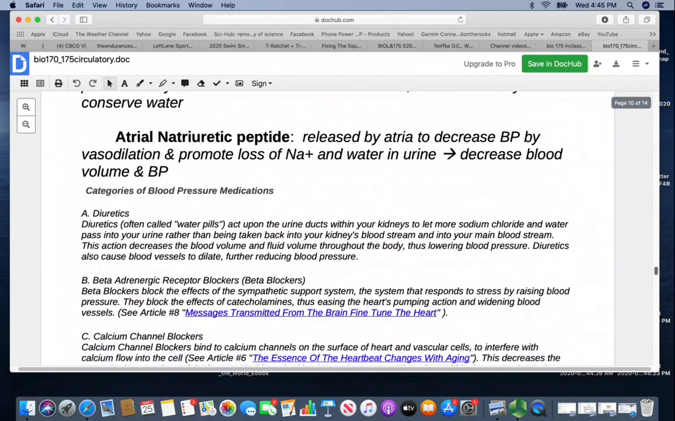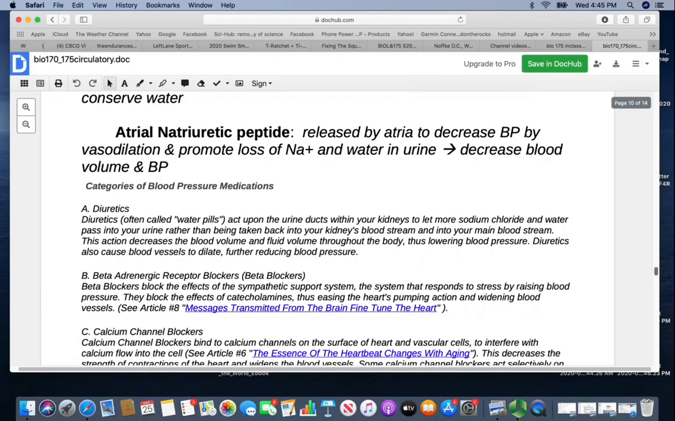So in here I've put some categories of blood pressure medications. This is not all of them by a long shot. Different sources will divide these up differently. It's just to kind of give you an idea of some ways that things can be controlled. So one of them is the diuretics. What these will do is cause you to excrete more water. When you excrete more water, it's going to lower the blood volume and the blood pressure. So some of them may also cause vessels to dilate.